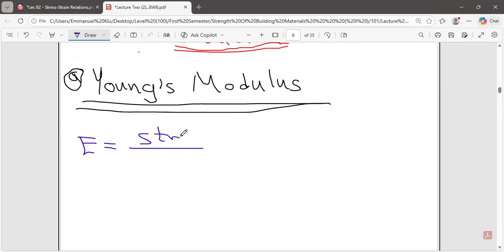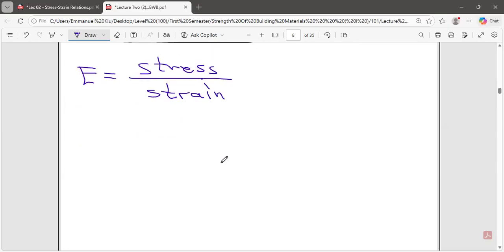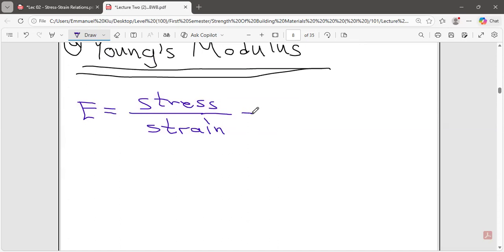Stress over strain. Stress over strain. As simple as that. Stress over the strain. From here, what are we supposed to do next? I told you that this is the same as what? As we all know, the stress is equal to what? Load over area. So let's quickly write that down.